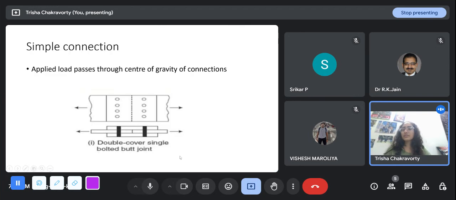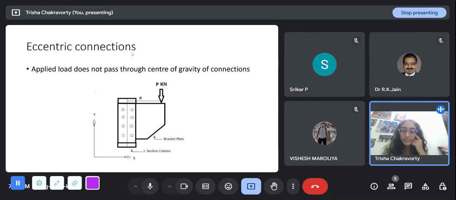Connections can be classified into two: simple connections and eccentric connections. Simple connections are where the applied load passes through the center of gravity of the connections. The connections are the bolts or the welds; they are physical elements, right? So they have a center of gravity, and here the center of gravity is obviously in this plane, along this line, and the load is also applied along this. So this is a simple connection.